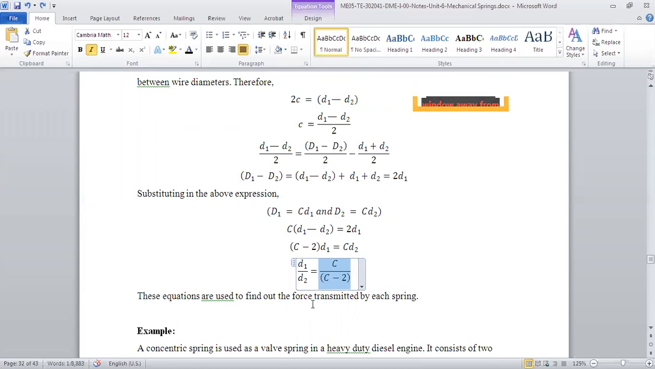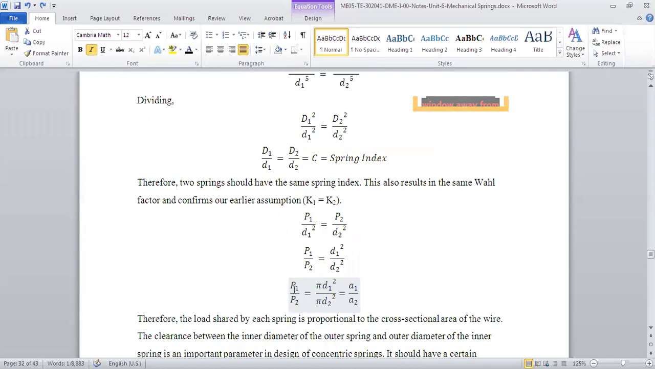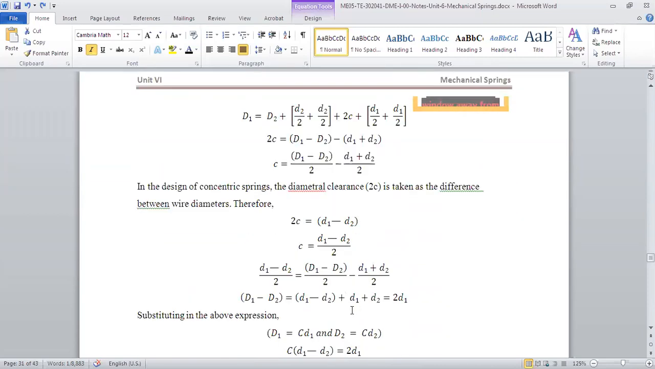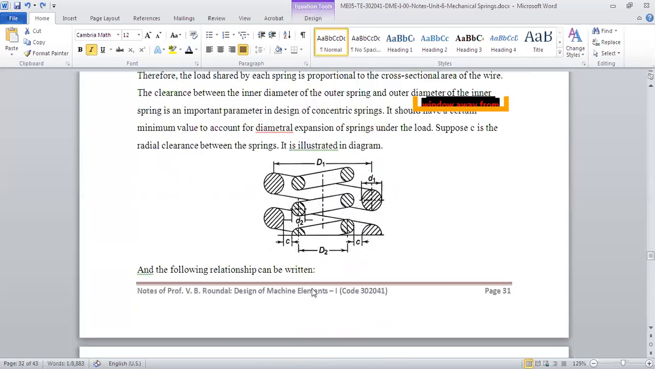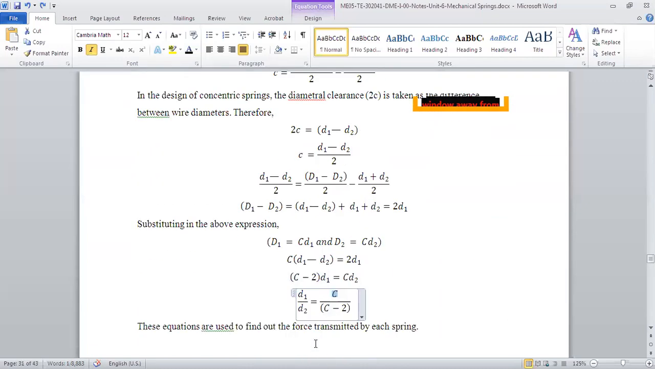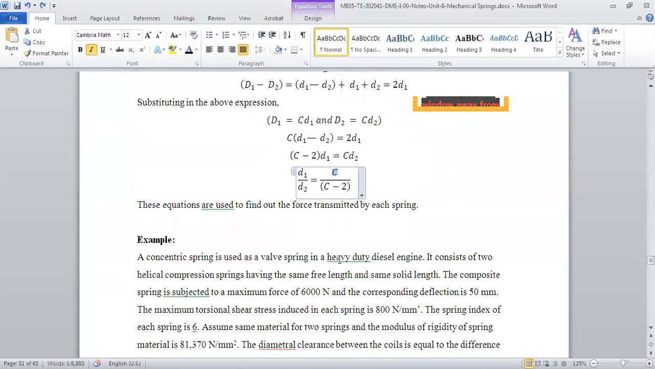So these are the equations used to find out the force transmitted by each spring. We know the force transmitted by the springs is proportional to the areas of the wire. We have seen that the force taken by spring 1 and 2 is proportional to its cross-sectional area, and we also know that the ratio of diameters d1 upon d2 is directly proportional to C upon C minus 2. So if we know the spring index, we can find the ratio of the diameters, we can find the load taken by each spring, and we can design the spring. Okay, so you got it.